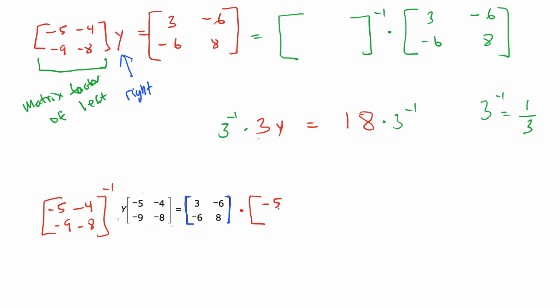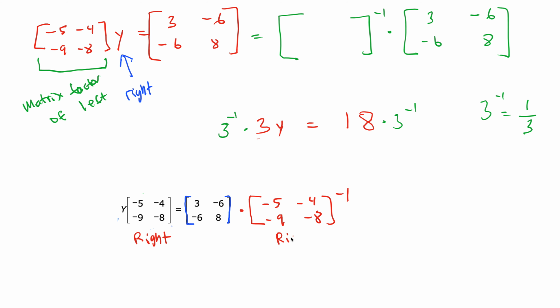So -5, -9, -4, -8, bam. So the setup for this problem is like this. This is what your work should look like. You should say, all right, this guy's on the right, and my inverse matrix is on the right. And just know that when you do this little move, this is turning to 1.